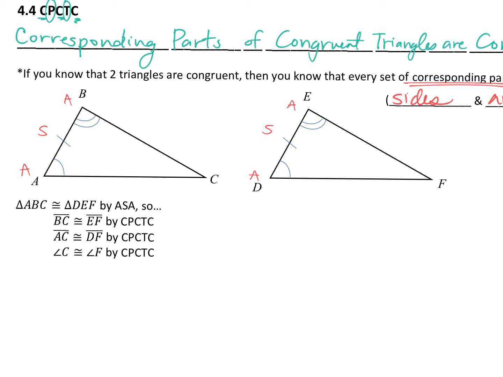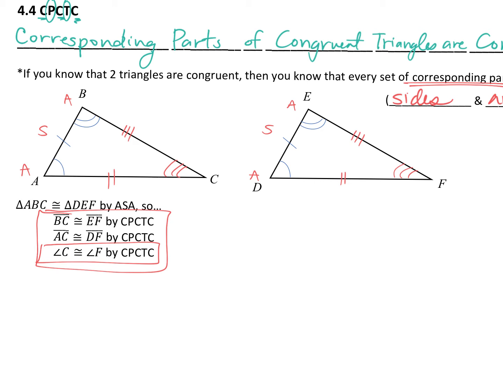Because I know the two triangles are congruent, I also know that angle C is congruent to angle F because of CPCTC, okay? I also know that AC is congruent to DF because of CPCTC. And I also know that BC is congruent to EF by CPCTC. So you know all these things are true because of CPCTC.